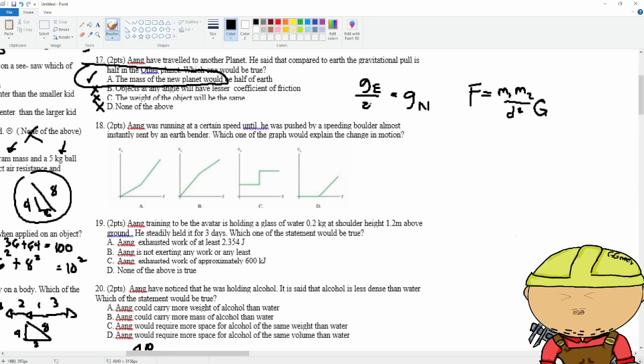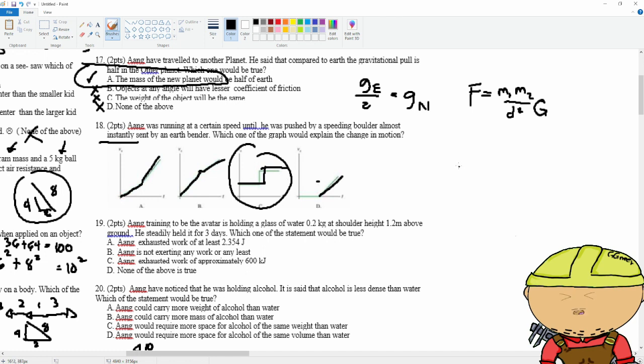Ang was running at a certain speed, at the speed of wind, until he was hit by a speeding boulder almost instantly, sent by an earthbender. Which one would explain the change in motion? Instant. Anything that has a uniform slope will be uniform motion, and a form of instant is going instantly upward.